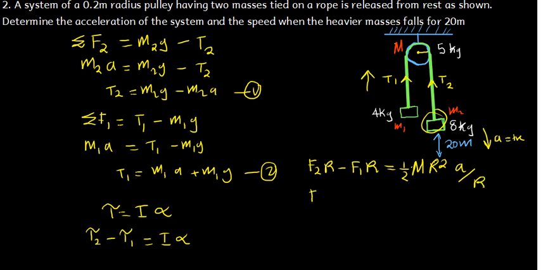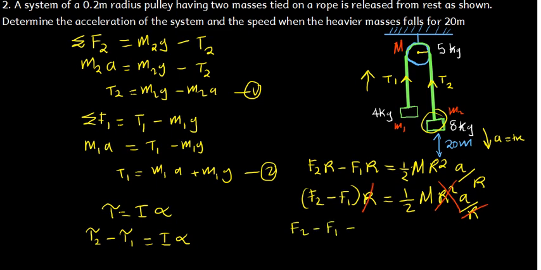That is going to be f2 minus f1, and then this will be r. This will be equal to half capital M, and then r squared, angular acceleration over, linear acceleration over r. Now from here we can see r here will cancel with one r there. The one r which remains will cancel with this r which is here. So what we are going to have is f2 minus f1 is equal to 1 over 2 capital M.